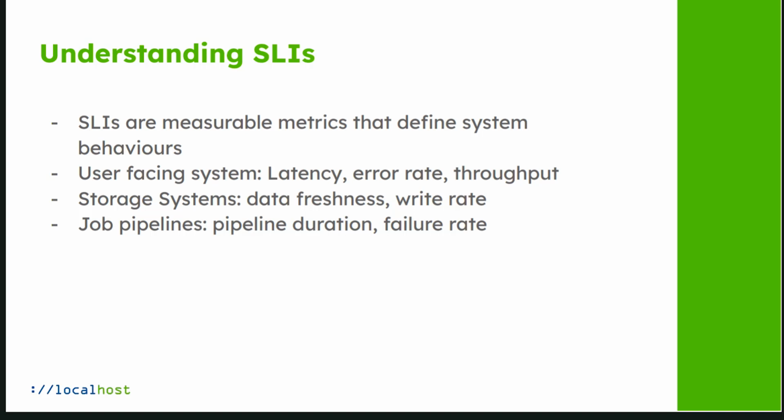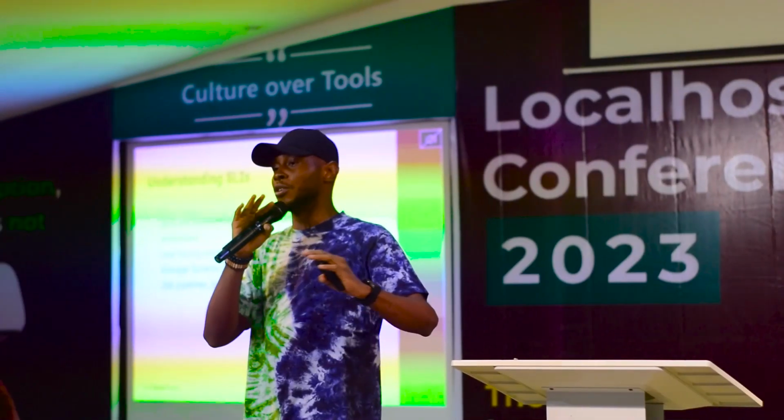So you cannot look at SLOs without understanding SLIs, right? SLIs means service level indicators. SLIs are metrics that define your system. That is just it. If you have a web service, your SLIs are going to be something like your latency, your error rate, your throughput. If your service is something like an S3 bucket, your SLIs could be something like your data freshness, your write rate. So practically, SLIs are just anything that you can use to know how your system is performing internally.